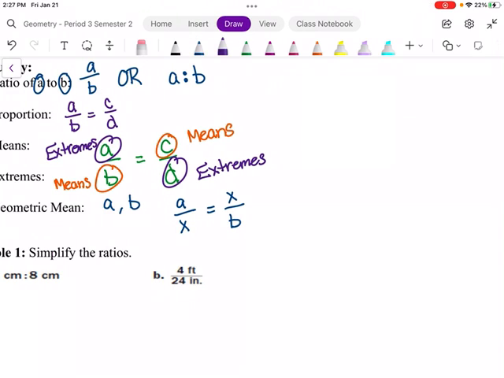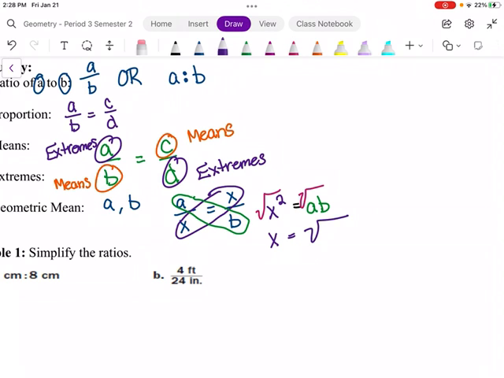If you want, you can cross multiply, and that's when you take the top and the bottom of the opposite fractions, multiply them together, and set them equal. So this one we would take X times X to get X squared, and A times B to get AB. Then we would solve this equation by taking the square root of both sides. So the geometric mean is going to be the square root of AB. We're going to use this and go over some examples at the end of our notes today.